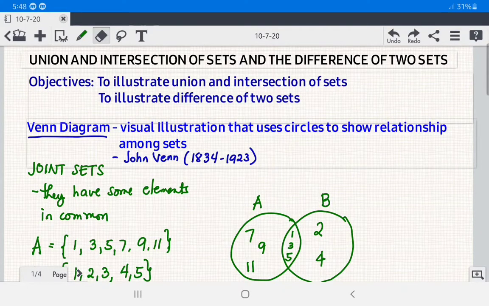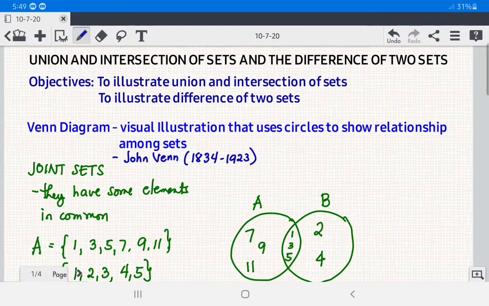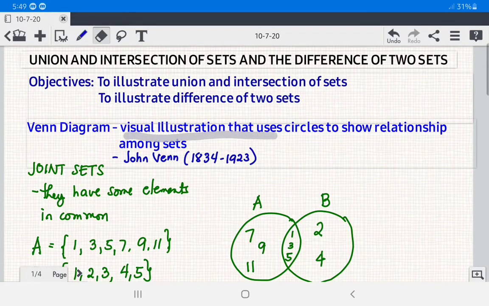So, we're going to make use of the Venn diagram, which is very helpful in illustrating union and intersection of sets. This is a visual illustration that uses circles to show relationship among sets. It was named after the English logician John Venn, from 1834 to 1923.